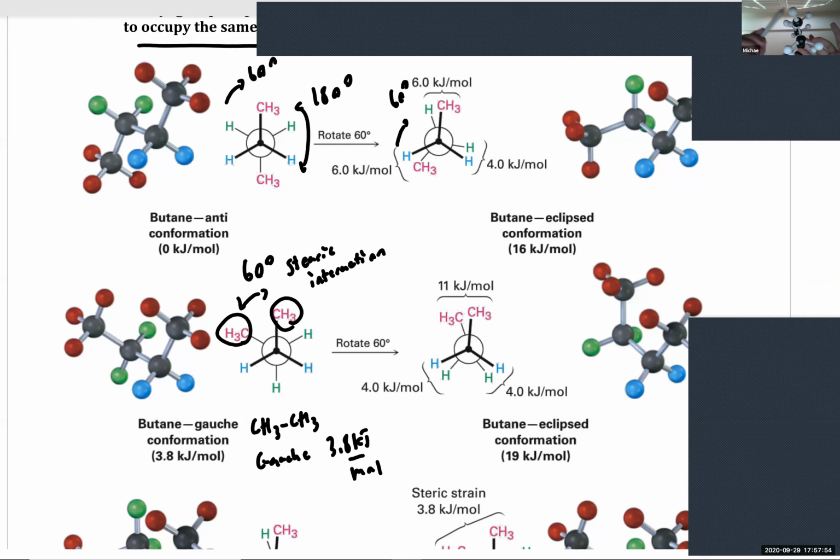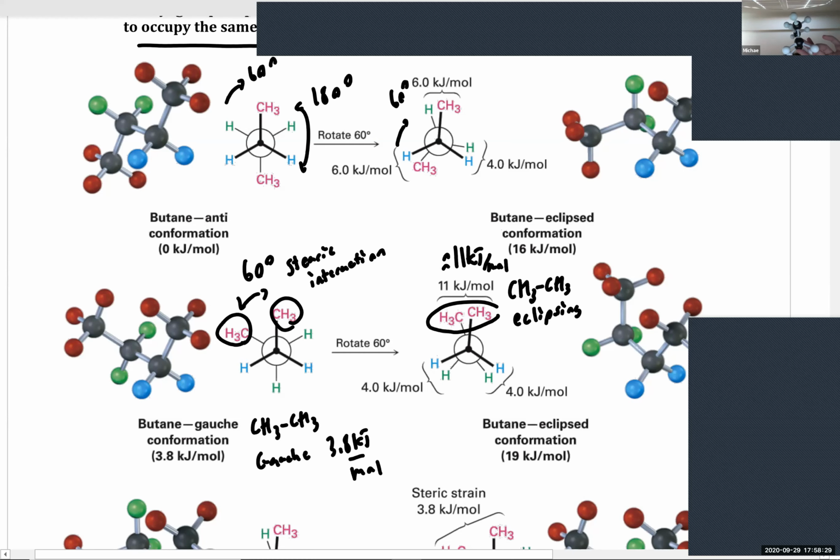between our methyl groups? Are they staggered or eclipsed? Looking at our methyl groups, are these methyl groups close or far away from each other? They're very close, right? And that in turn leads to a methyl-methyl eclipsing interaction, which is about 11 kilojoules per mole.